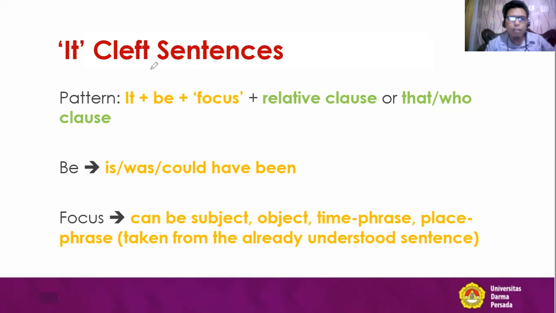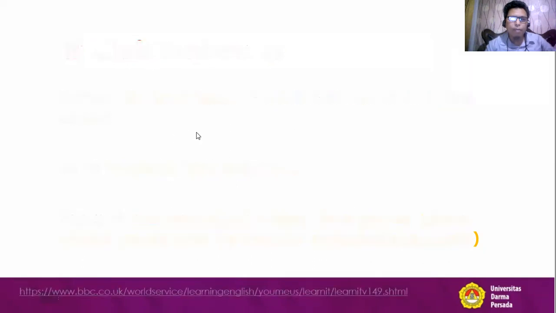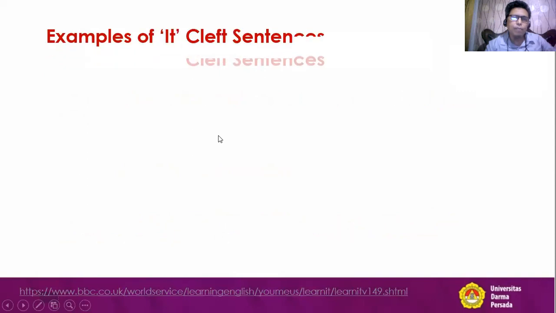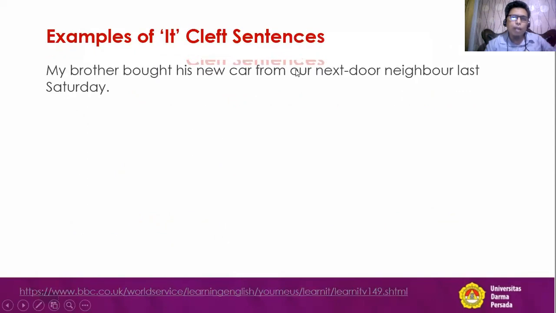Now, everybody, we have an example, I believe. I give you the example here. My brother bought this new car from our next door neighbor last Saturday. Okay. This sentence is clear, having a clear message.